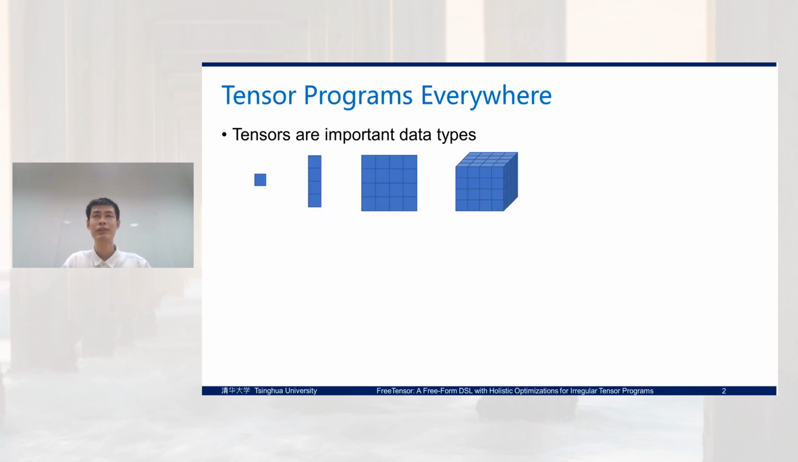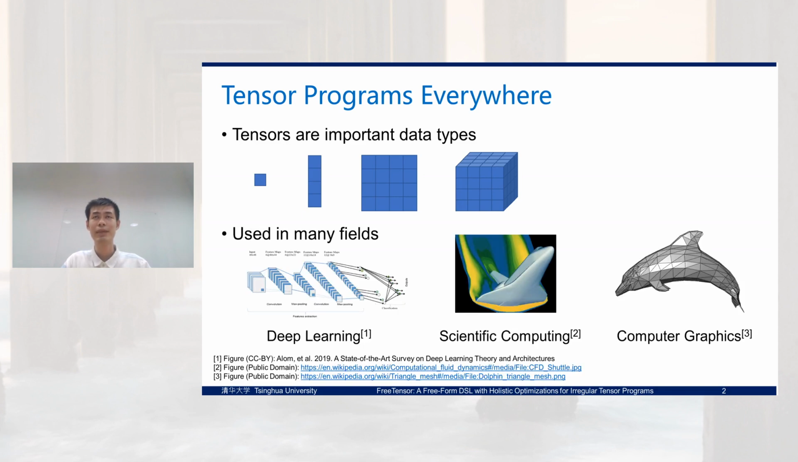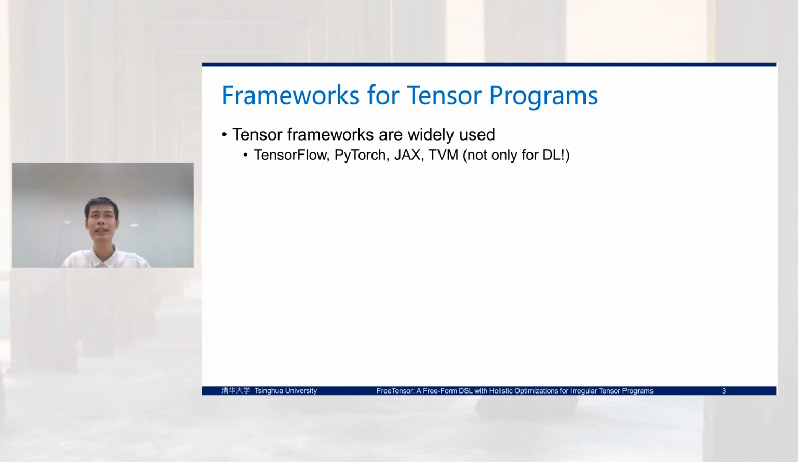Tensors are multidimensional arrays, for example scalars, vectors, and matrices. Tensors are core data types in many applications, ranging from deep learning, scientific computing, to computer graphics. To ease programming, many tensor programming frameworks are widely in use. These frameworks were originally designed for deep learning, but are also in use in many other fields.